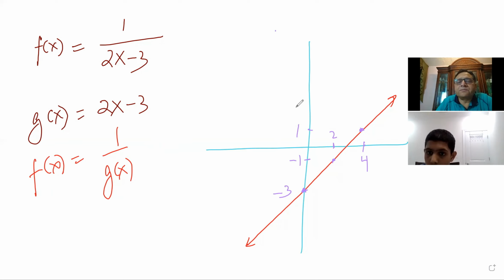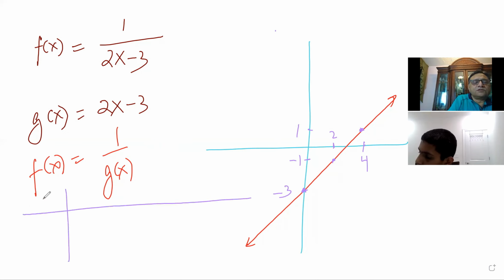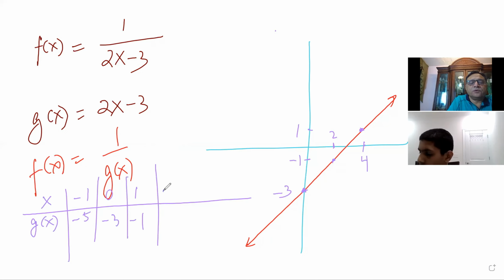Now, if I have to sketch f of x, let me also get more values here. I'll write down x values and from here g of x values. If I plug in minus 1, I get minus 2 minus 3, which is minus 5. If I put 0, I get minus 3. If I put 1, I get minus 1. For 2, I get 4 minus 3, which is 1. Let's put 3 also: 3 times 2 is 6, 6 minus 3 is 3. We got these points.